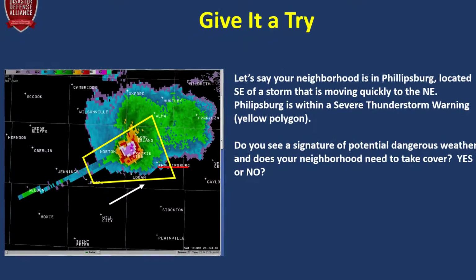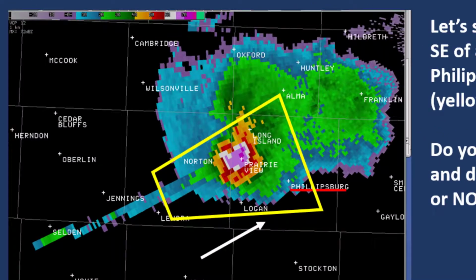Okay, give this example a try. Your neighborhood is in Phillipsburg, and we have a northeastward moving storm. Do you see anything that suggests a potential weather hazard? You should note a high reflectivity core that suggests hail or wind that's likely to occur, and that's why the warning is in effect. Given what you see here, do you think your neighbors need to take cover from this storm?